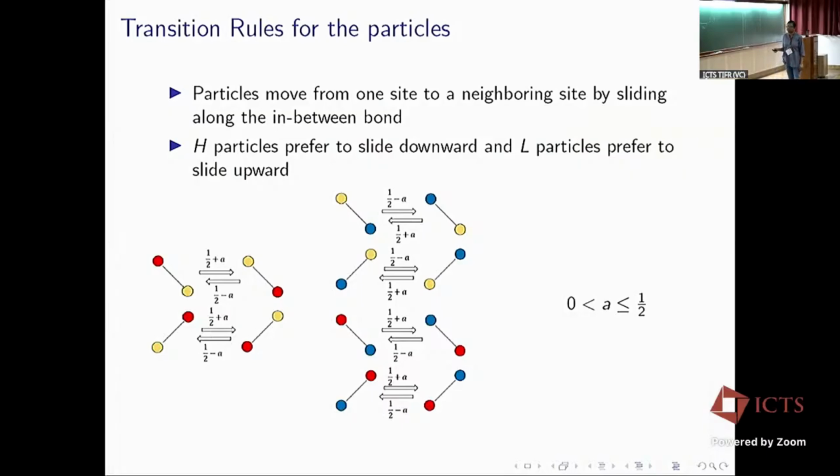Similarly, if a heavy particle encounters a vacancy in the neighboring site, that also can exchange position with a similar rate. Light particles can also encounter a vacancy and preferentially go upward with a rate half plus A, and the reverse transition happens with a rate half minus A. Okay. So therefore, it is clear that the bond orientation or the height gradient of the landscape actually affects the particle motion.